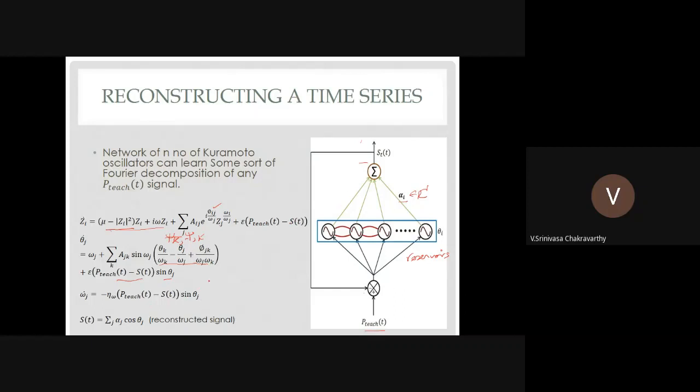The output S_t is nothing but the linear sum of all these oscillations. Note that the output of a given oscillator is Z_j. In this case alphas are real, and you multiply that with cos theta j. I'm ignoring the R value because R simply goes to mu. So we are taking this simple linear sum of cos theta j's weighted by alpha j's. So this is the output signal.